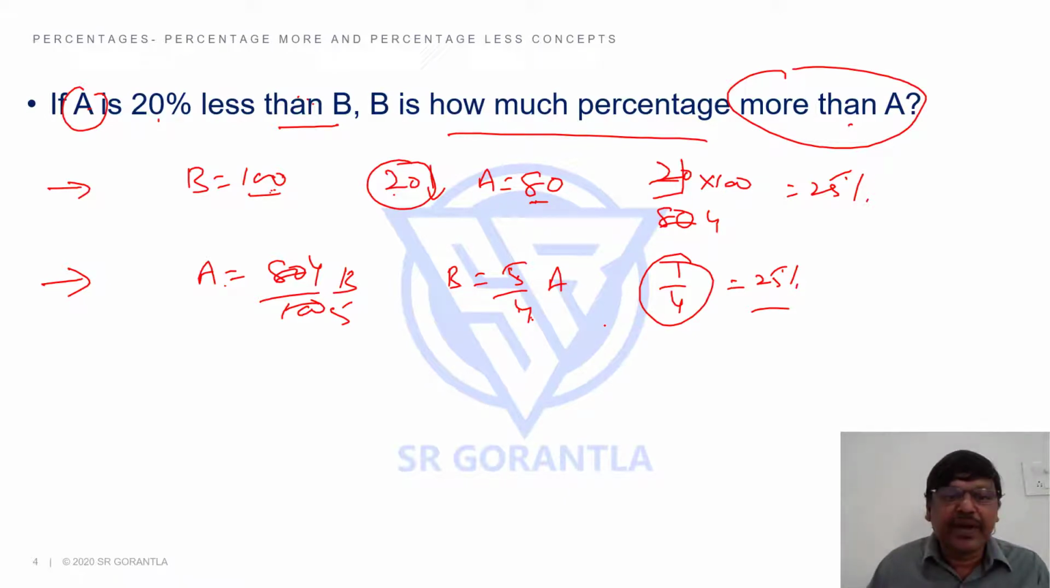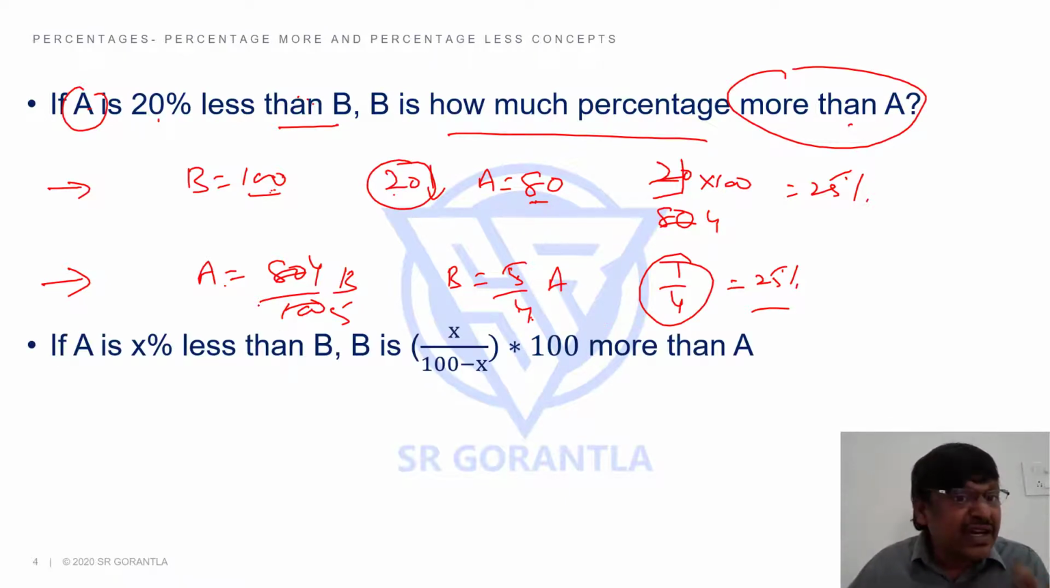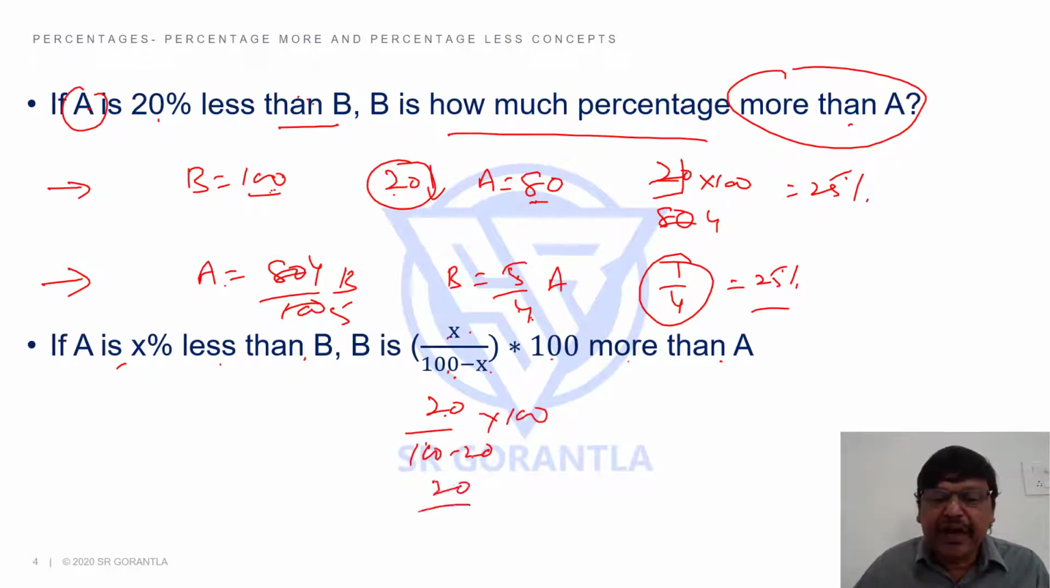And the third one is the formula. When you said it is more, you said x by 100 plus x. Now, when you say A is x% less than B, B is x by 100 minus x percent more than A. So, 20 by 100 minus 20 into 100. 20 by 80 into 100, 1 by 4, 25%.